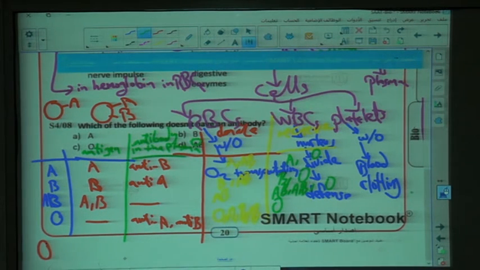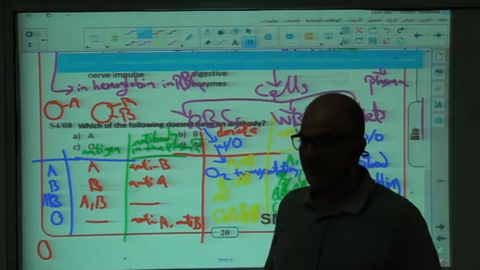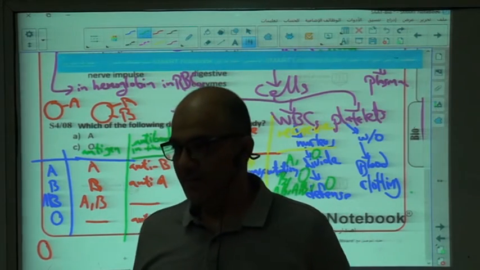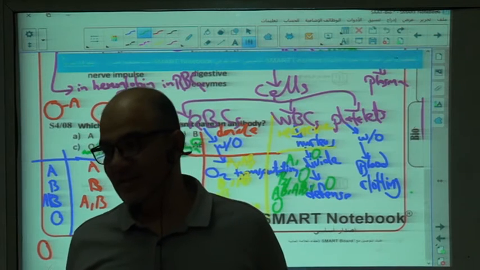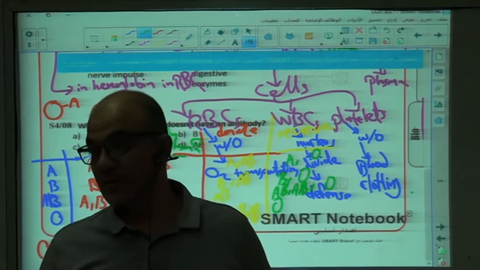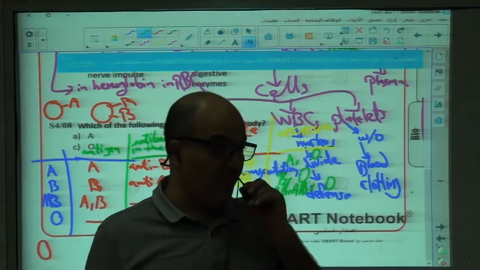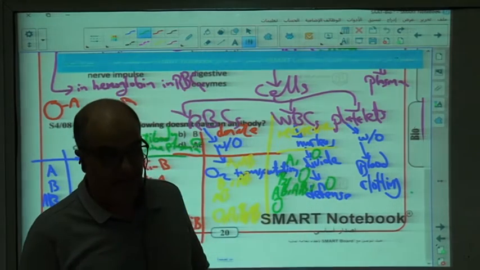Now guys, what is the story with positive and negative? The positive and negative is the Rhesus factor. If we find this protein on the red blood cells, the blood group is, guys, what? Positive. If we didn't find this protein, the blood group will be negative.